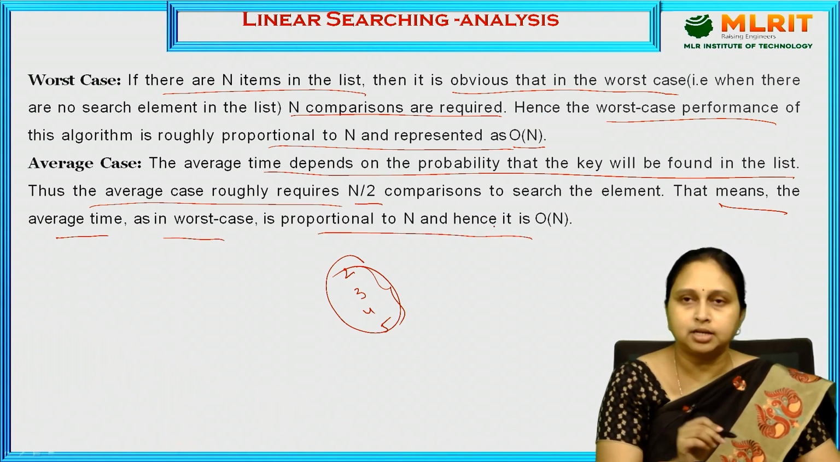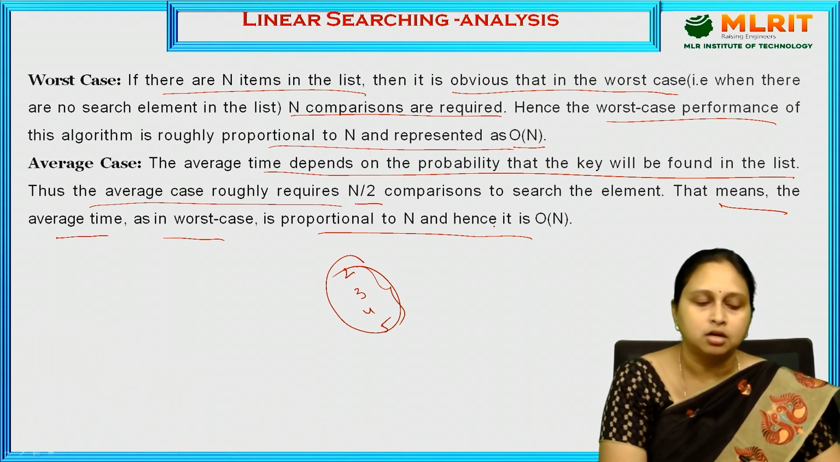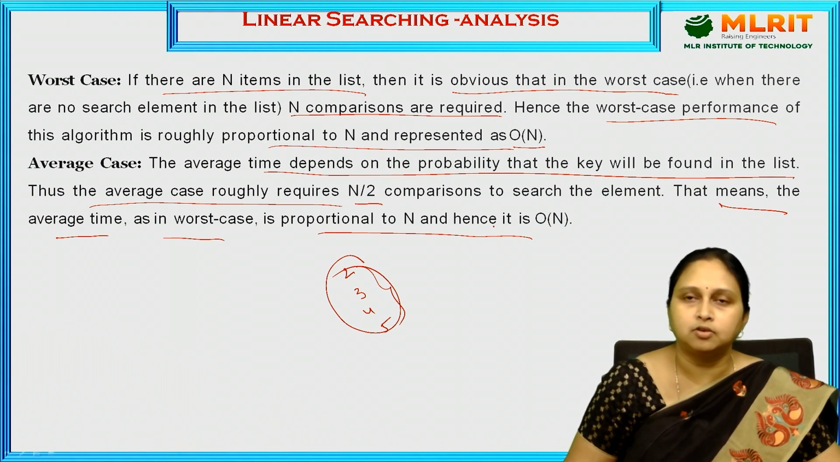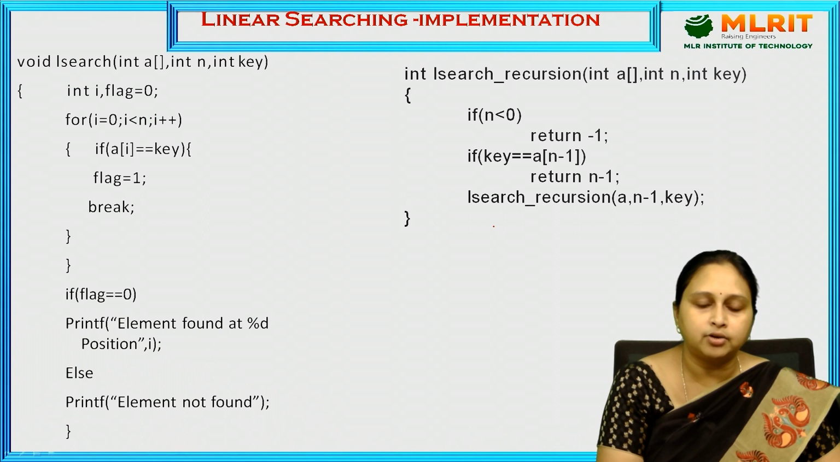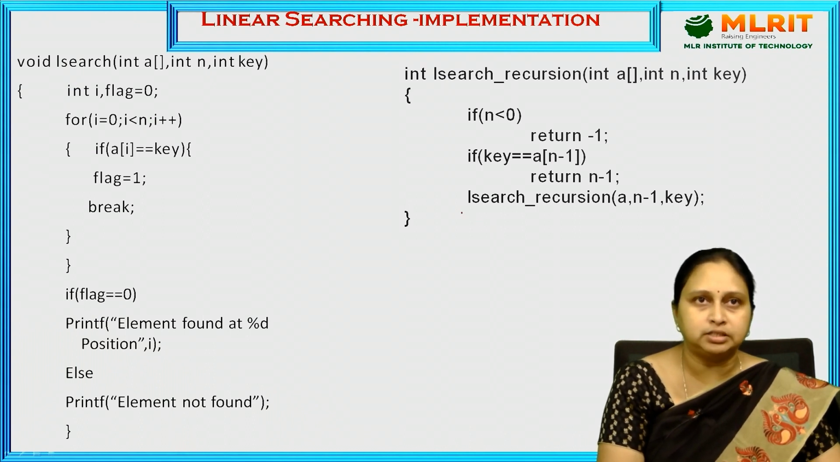Next, as I said, the worst case and average case are almost similar in linear search, and the best case is that in the first search itself we find the element, that is big O of 1. And this is how you are going to perform the implementation of linear search.